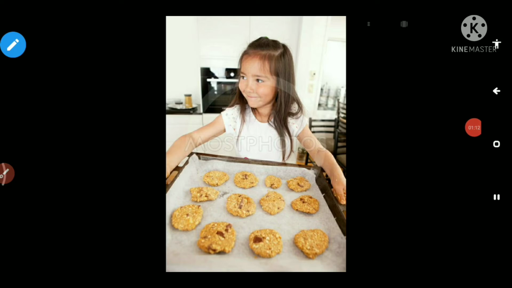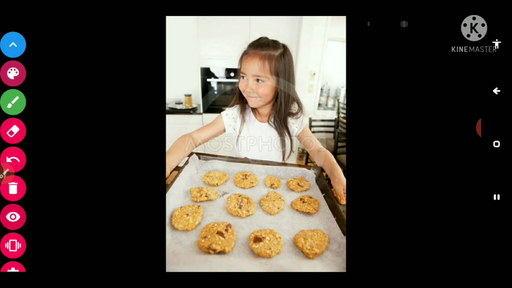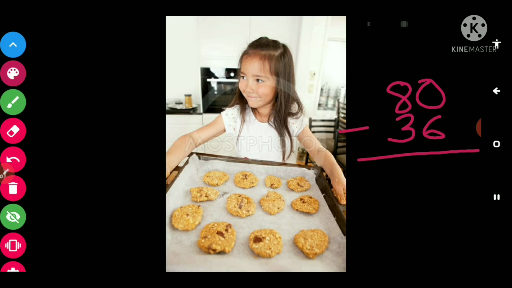So now the total number of cookies that Simi bought is 80, right? And the number of cookies that she distributed, 36, right? Now we'll do subtraction. So we'll always start from the ones place value. So now see the values in the ones place. 0 and 6 are there. Now the upper number, the 0, is less than 6, right?